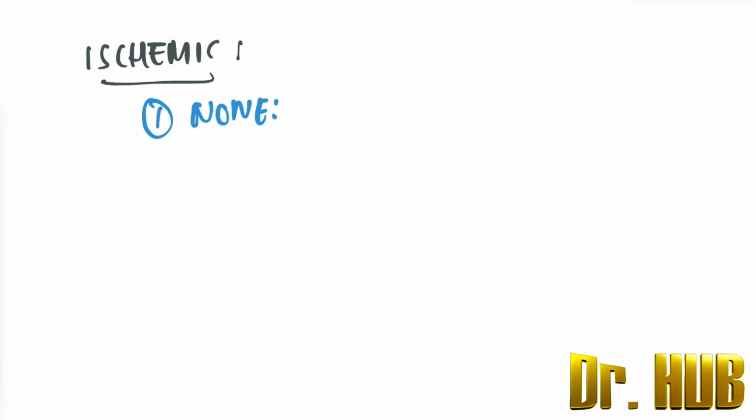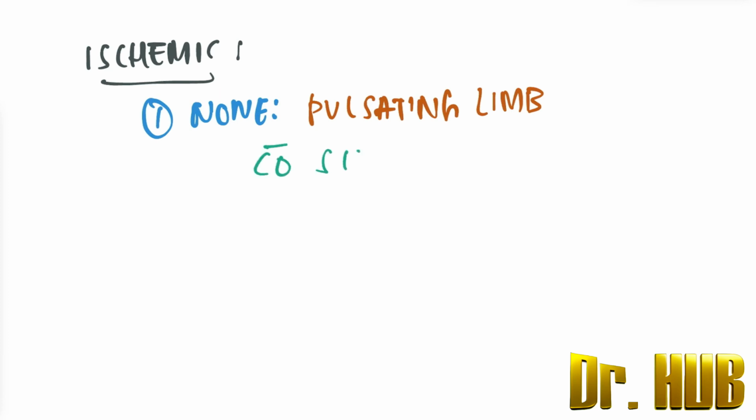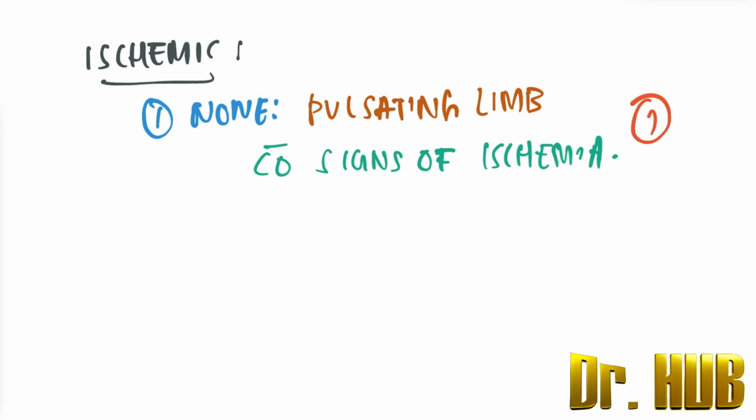Then we have the ischemic group. It is divided into none, mild, moderate and advanced. None means there is a pulsating limb without signs of ischemia. So here the point is 1.